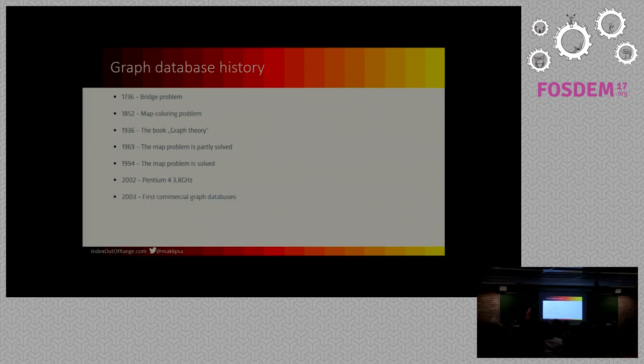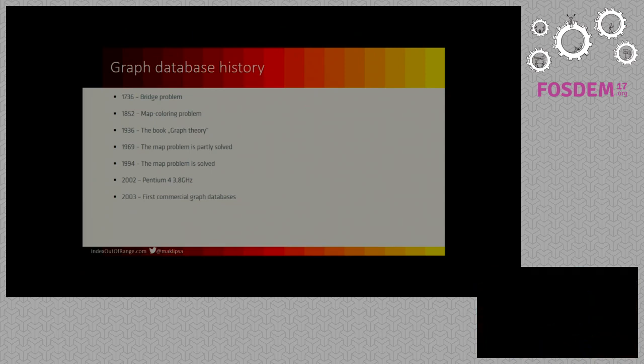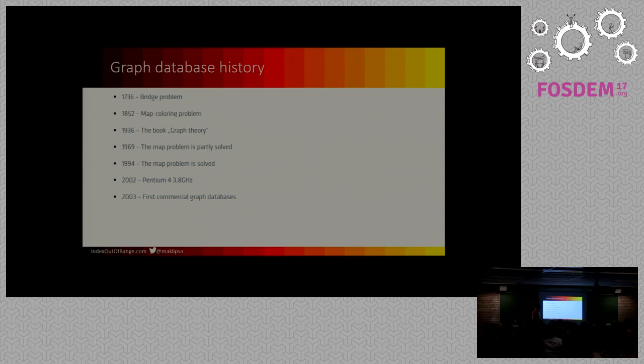And next, in 2003, the first commercial graph databases. So why I'm showing here, because if you look, this history is completely different. When we got the relational databases, we had massive gains in computing power. And when we had graph databases, we already knew that we can't go faster on one core.